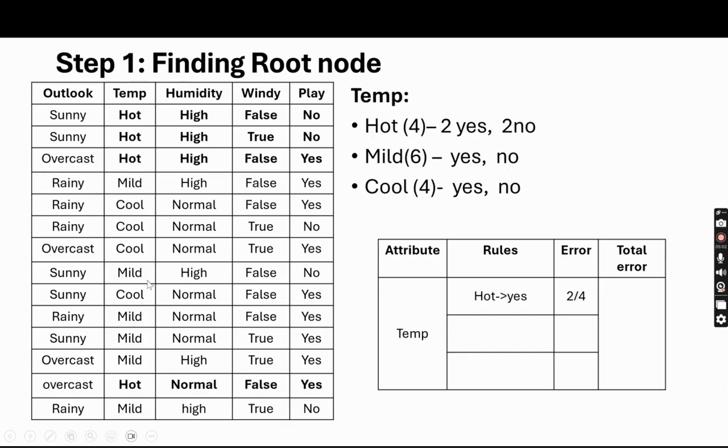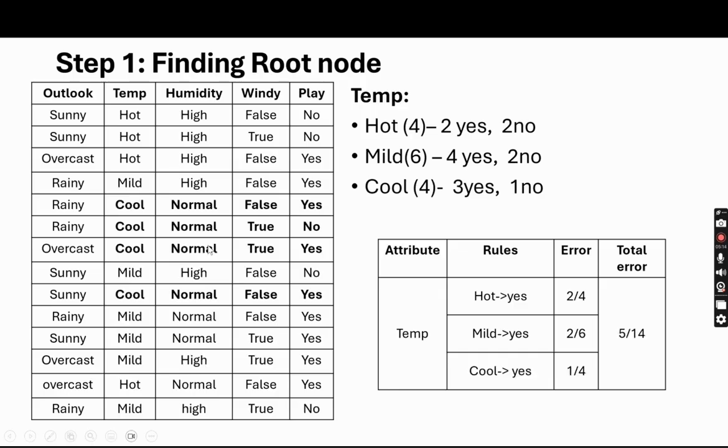So for temperature, there are 3 values: hot, mild and cool. Out of 4 hot, there are 2 yes and 2 no, out of 6 mild, there are 4 yes and 2 no, and out of 4 cool, there are 3 yes and 1 no. So from these data values, we have to calculate the error value. The attribute is temperature, and the rules are set as we have discussed before.